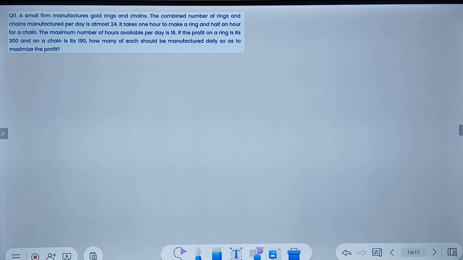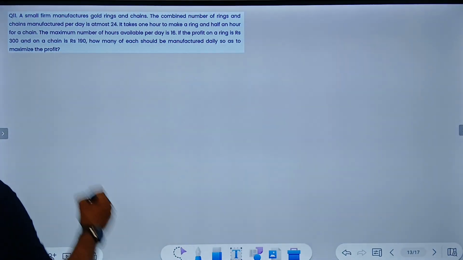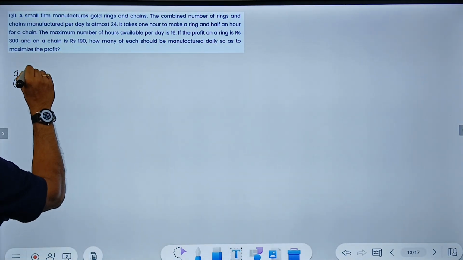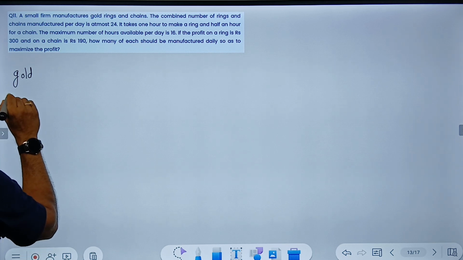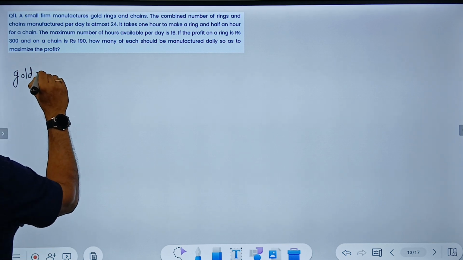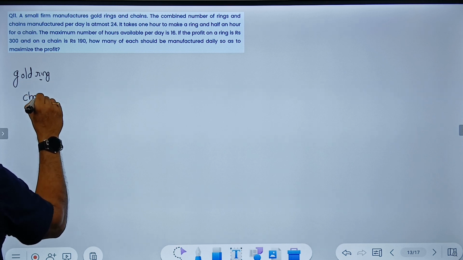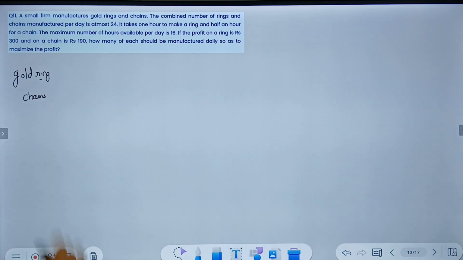A small firm manufactures gold rings and chains. What do they manufacture? They manufacture gold rings and gold chains. So let's make a note of that. Gold is not required, so they manufacture rings and chains.